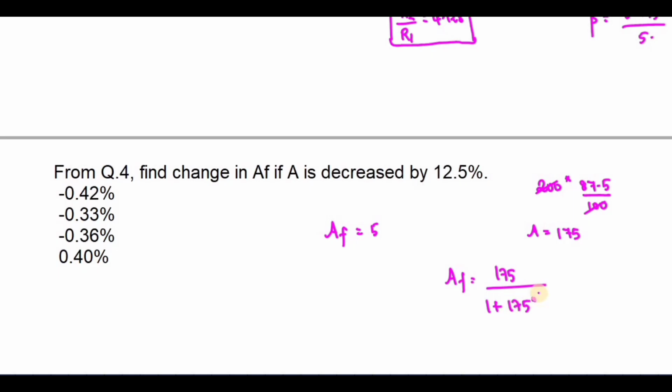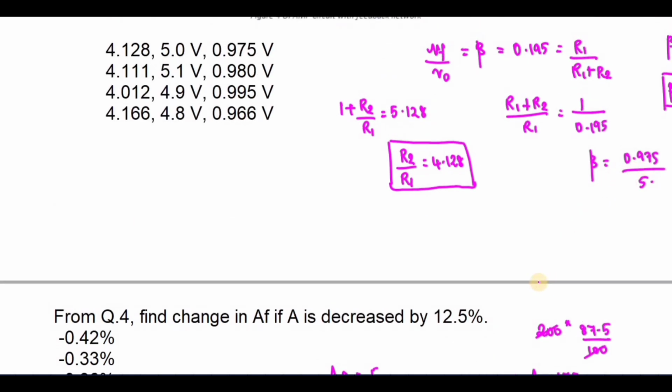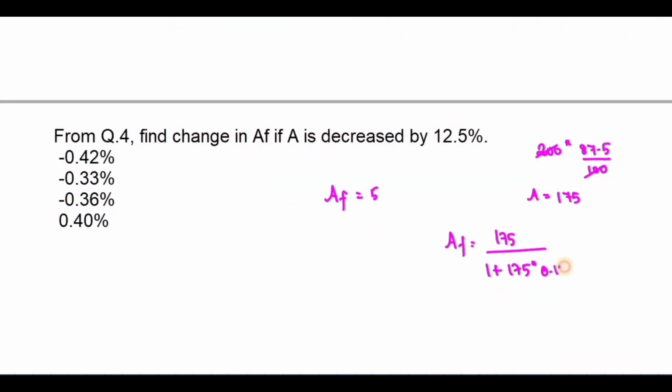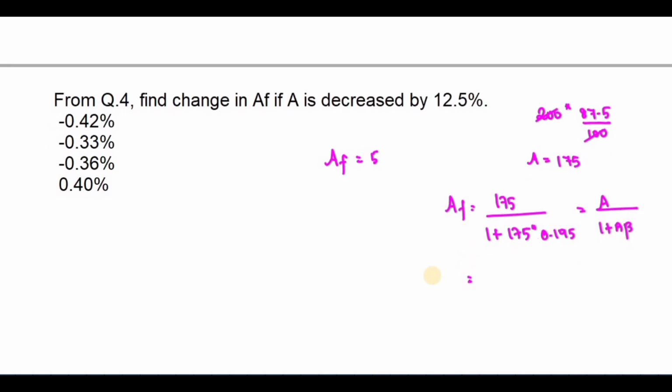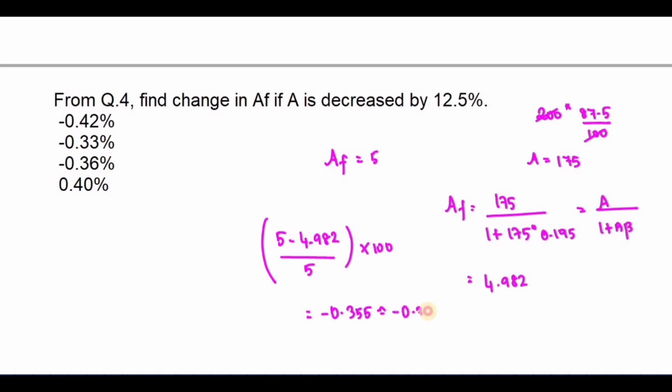So what will be the change in AF? You substitute the value. AF is equal to A divided by 1 plus A beta. So AF is equal to 175 divided by 1 plus 175 into the beta value 0.195. You substitute and you will get AF as 4.982. Previously AF was 5, so you subtract 5 minus 4.982, divided by 5, into 100. So you will get the answer as minus 0.355 percentage, which is nothing but minus 0.36 percentage.